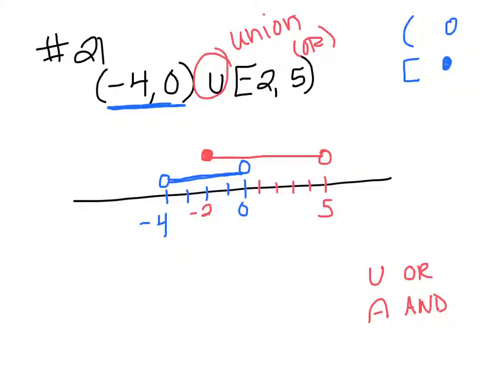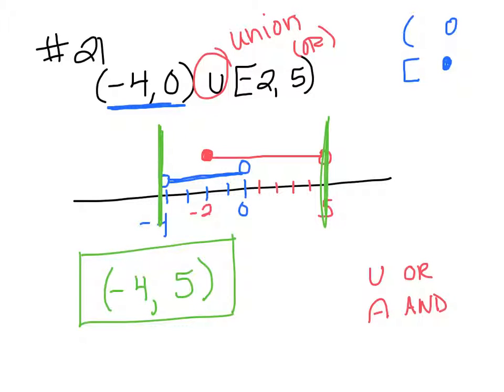So in this case, it's an OR graph, so it's going to be from the beginning, so the furthest to the left, to the furthest to the right. So I'm going to make a new interval. It's going to go from -4, but -4 has an open parentheses, all the way to 5, and 5 also has an open parentheses, so there's my solution right there.